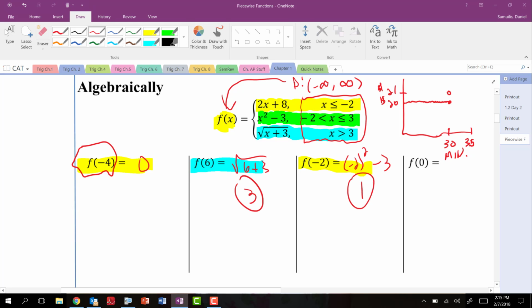Hey, what color should I color 0? That's in the green piece of the domain. So that's why I love this that they had on the internet. They really broke this down nicely. So that's in the green.